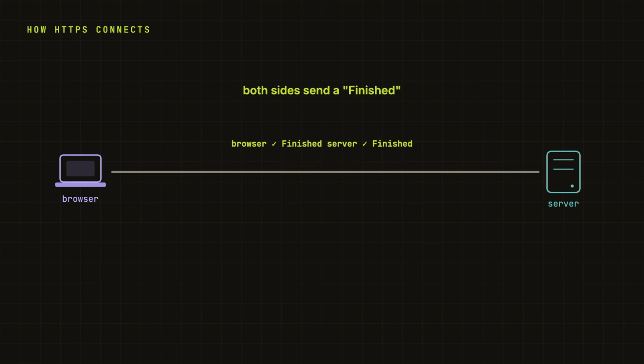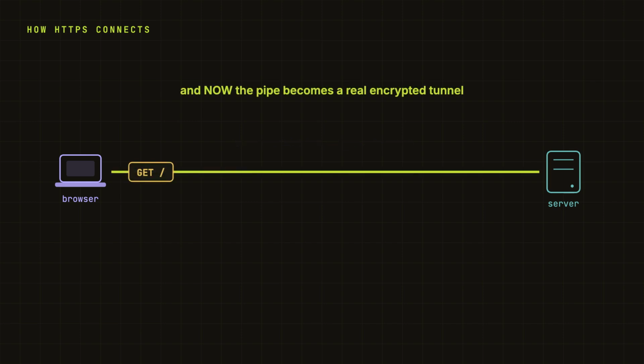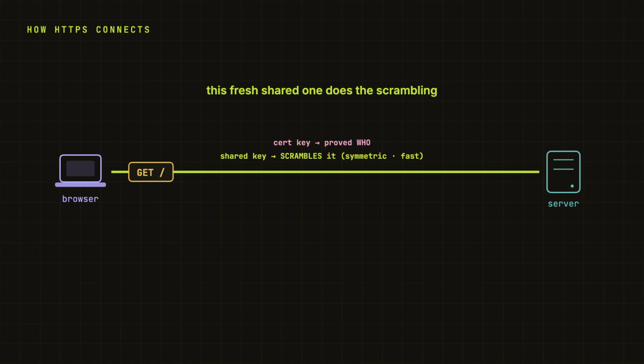Then both sides send a finished message. "We saw the same conversation and we built the same key. We are good." And now the pipe becomes a real encrypted tunnel. And notice the certificate's key proved identity. It is not the key that scrambles your page. That is this fresh shared one. And it locks and unlocks the same way at both ends. This is what symmetric means. The same key both ways.